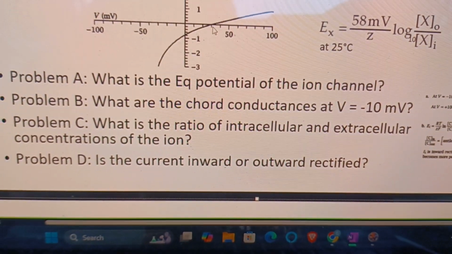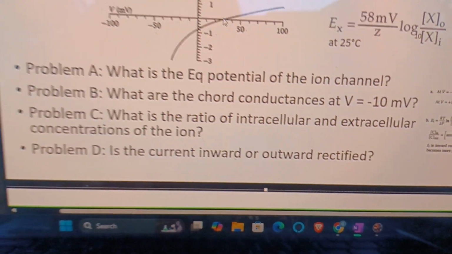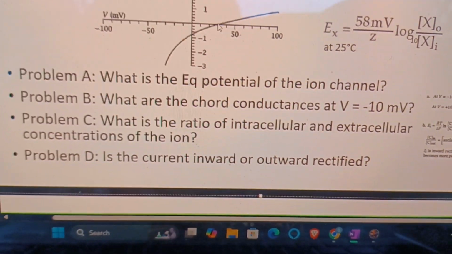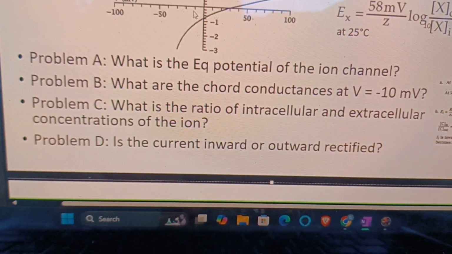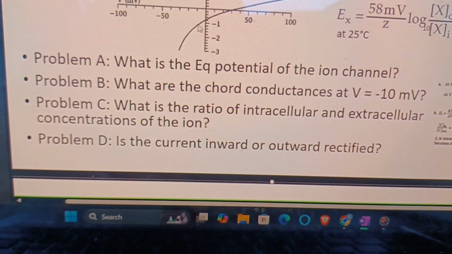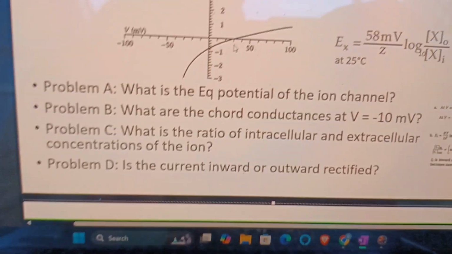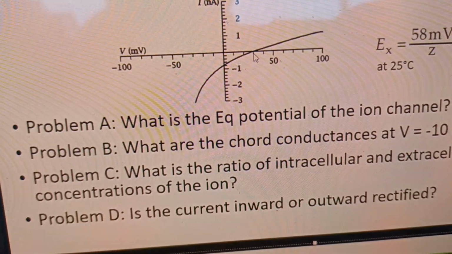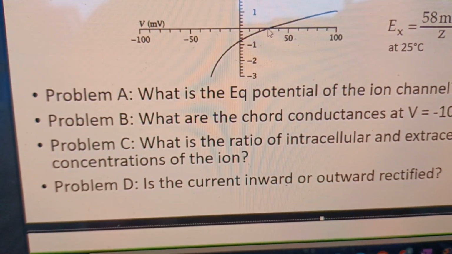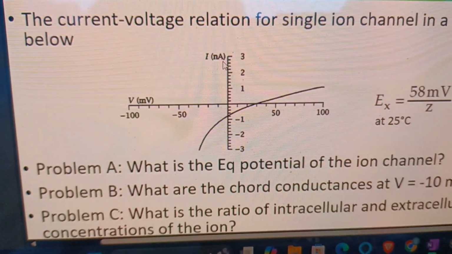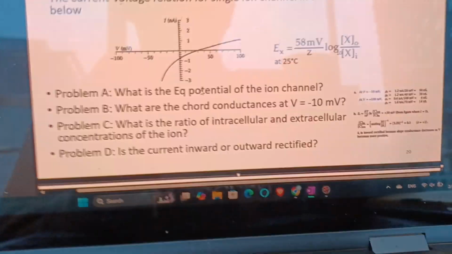The chord conductance at V equal to negative 10 millivolts. So this is the equilibrium potential. Chord conductance is the slope from this equilibrium potential to the point of our interest. At negative 10 it is about here, which is negative 1, and this is the point. We can calculate the slope pretty easily, rise over run. This is 30, so negative 1 over 40 millivolts will be the chord conductance for B.